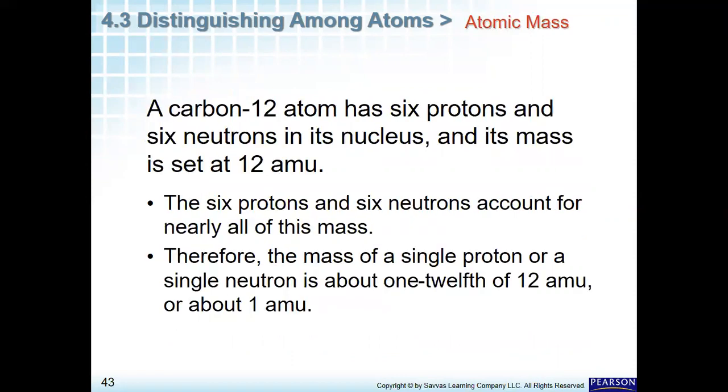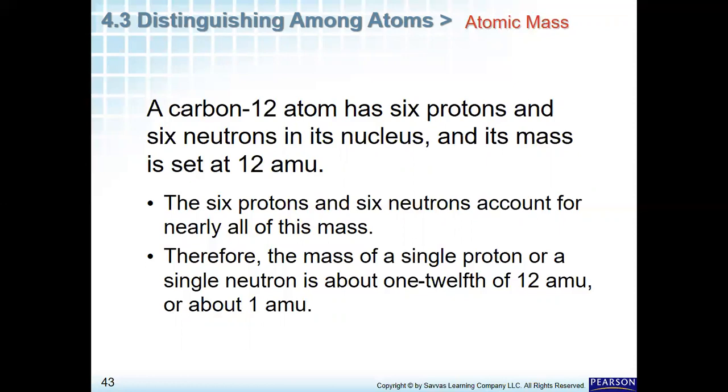So if I say a carbon 12 atom has 6 protons and 6 neutrons in the nucleus, and its mass is set as 12 AMU, atomic mass unit. So the 6 protons and the 6 neutrons account for nearly all of this mass, and therefore the mass of a single proton or a single neutron is about 1/12 of the 12 AMU, or about 1 AMU.